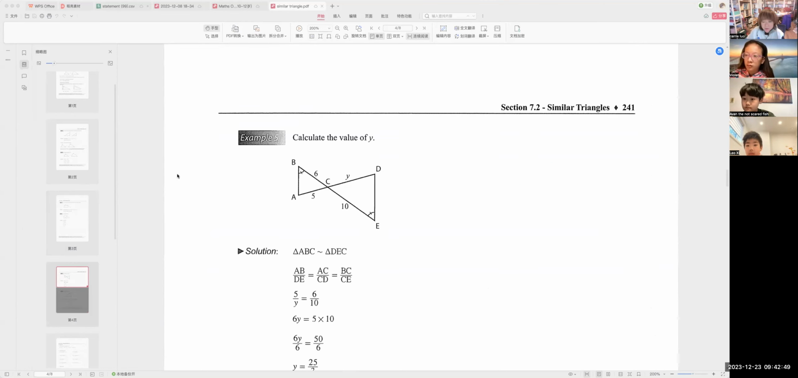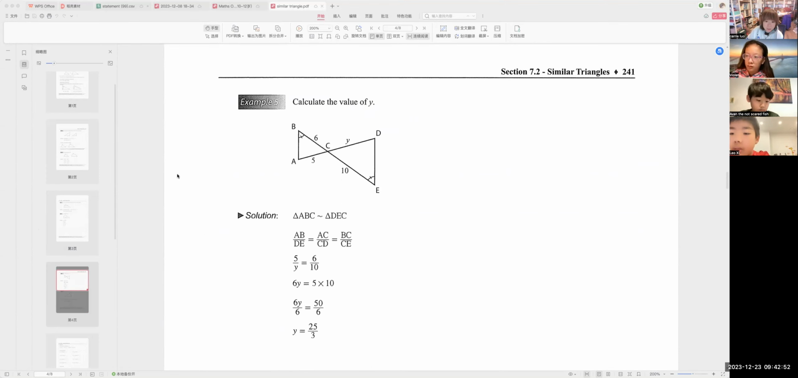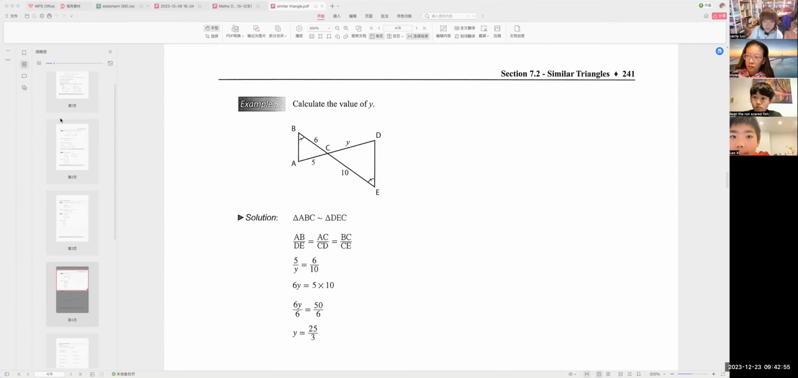Okay, let's take a look at this one. First of all, we need to find out if they are similar or not. If there are two angles facing each other, obviously they are the same. And angle B obviously equals angle E, so whatever is left, angle A and angle D, must equal each other. If two angles are the same, the third one must be the same too. So triangle ABC is similar to triangle CDE.